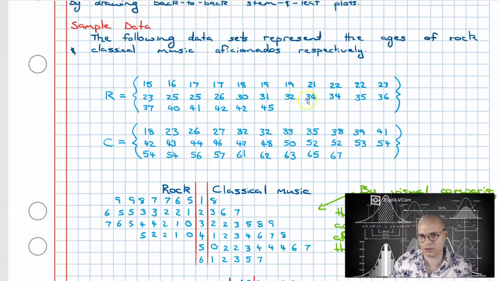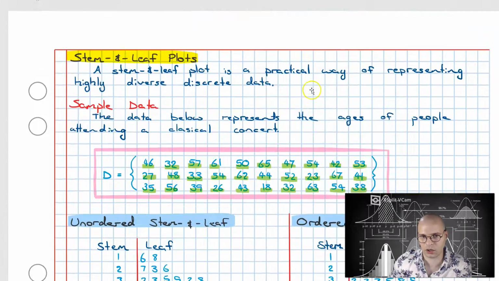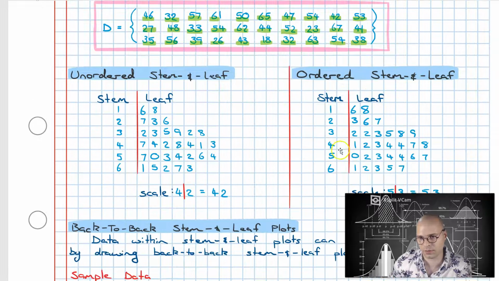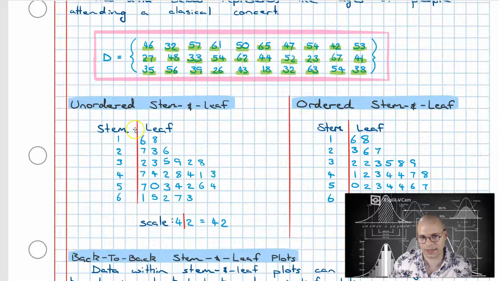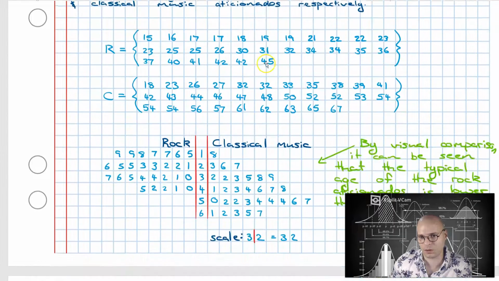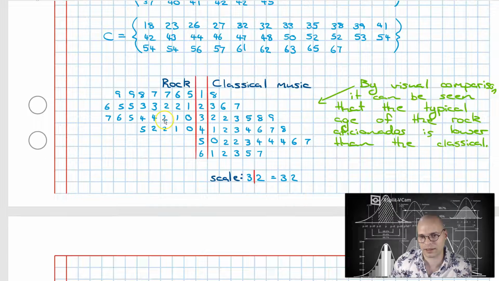So in summary, what we set out to do in this video was look at what a stem and leaf plot is and how we can create them. We first looked at the unordered stem and leaf plot, closely followed by the ordered stem and leaf plot. Then finally we had a look at the back-to-back stem and leaf plot, where we found that by creating back-to-back stem and leaf plots, we're able to directly compare two data sets.